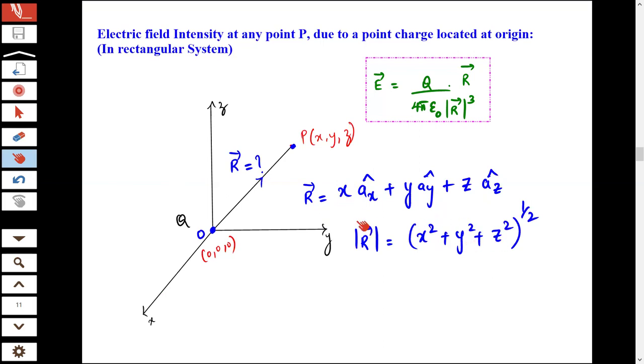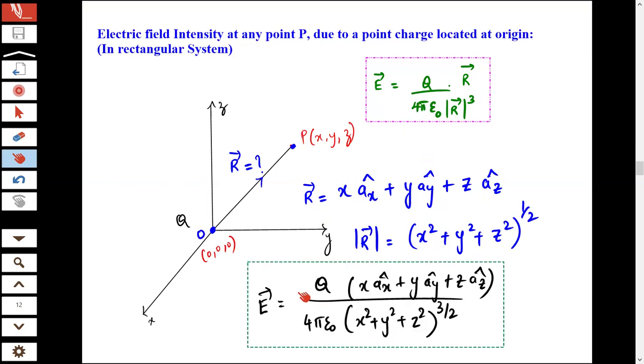And putting these two into the expression for electric field intensity from Coulomb's law, we get the electric field intensity at a faraway point P due to a point charge Q, where the charge Q is located at the origin.